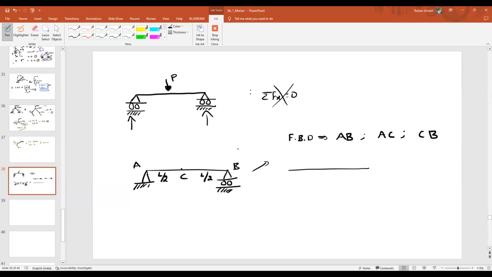How many reactions should I consider at A? 2. Vertical and horizontal. How many should I consider at B? 1, sir, vertical. So there is no ambiguity here at all. Right? Now, let me come to AC.